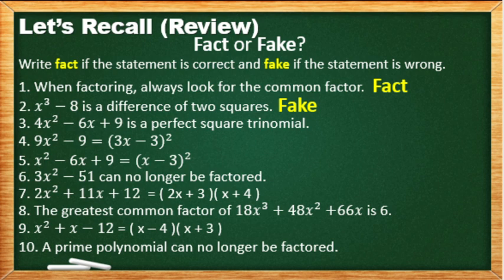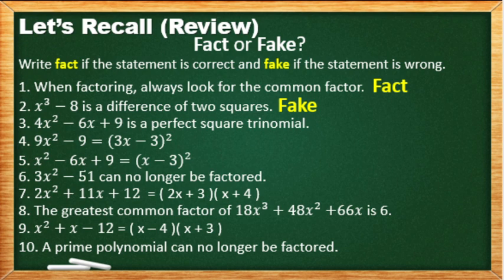Number 3. 4x squared minus 6x plus 9 is a perfect square trinomial. To determine if the given trinomial is PST or not, ang ginagawa natin, we check the first term and last term if they are perfect squares. 4x squared and 9, perfect squares sila. Square root of 4x squared is 2x, of 9 is 3. 3 times 2x is 6x.